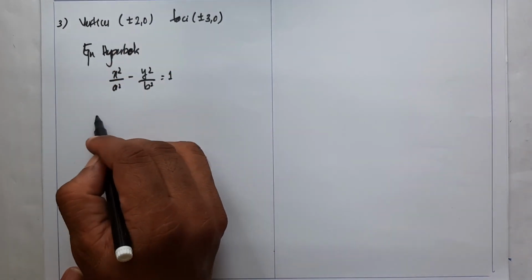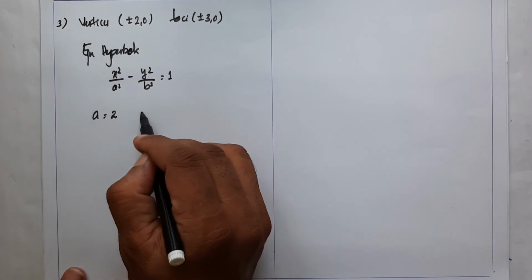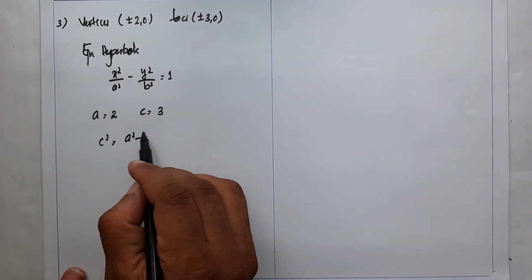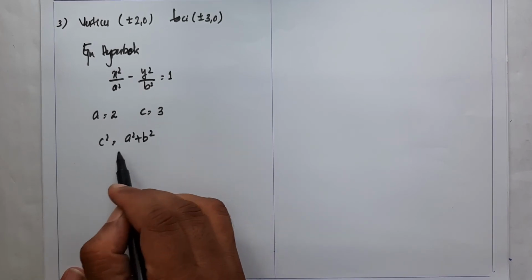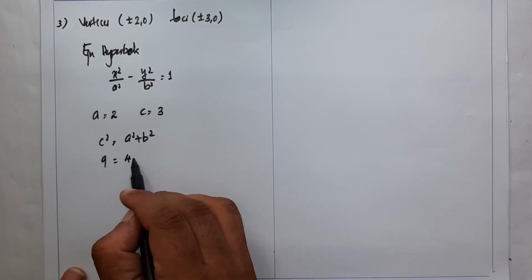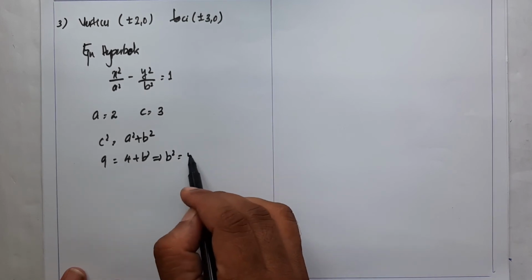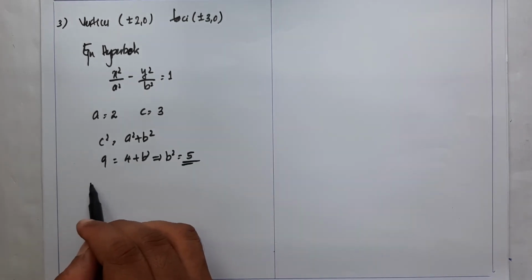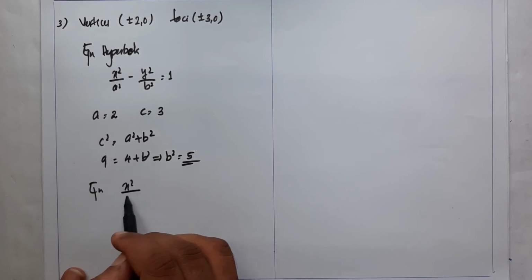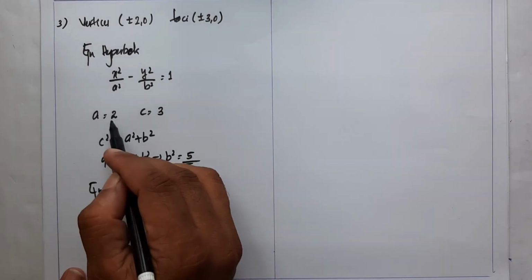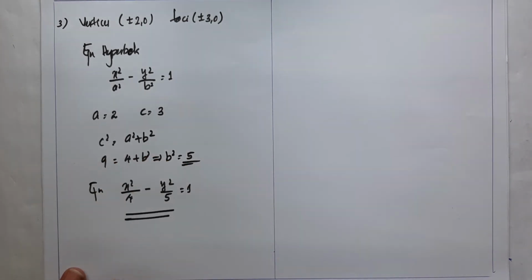Here the vertices, that is a, is equal to plus or minus 2 and c is equal to plus or minus 3. You know the relation c square equals a square plus b square. That is 9 is equal to 4 plus b square. That implies b square equals 9 minus 4, answer is 5. And therefore the equation is x square divided by 4 minus y square by 5 is equal to 1, because a is 2.